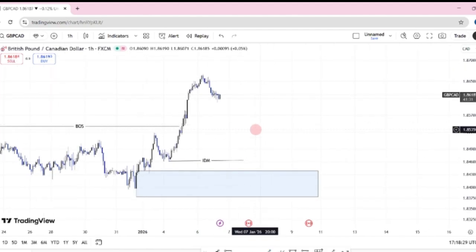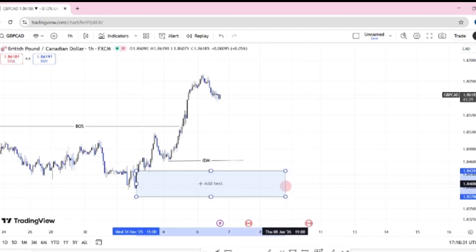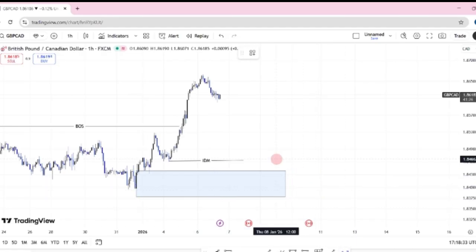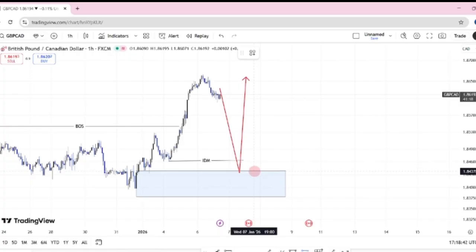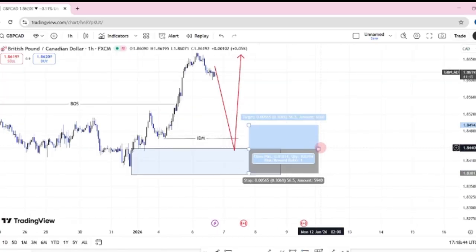So what am I expecting? I want to see price come back into this level. So this is what I want to see. I want to see this price drop into this point, and we have this expansion to the upside. So this is what we have, and this is the fourth pair we are actually looking at for today.